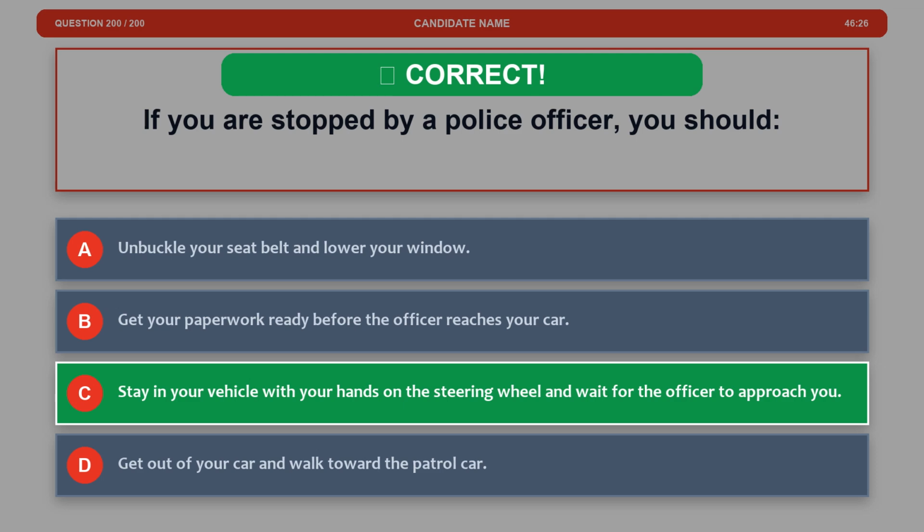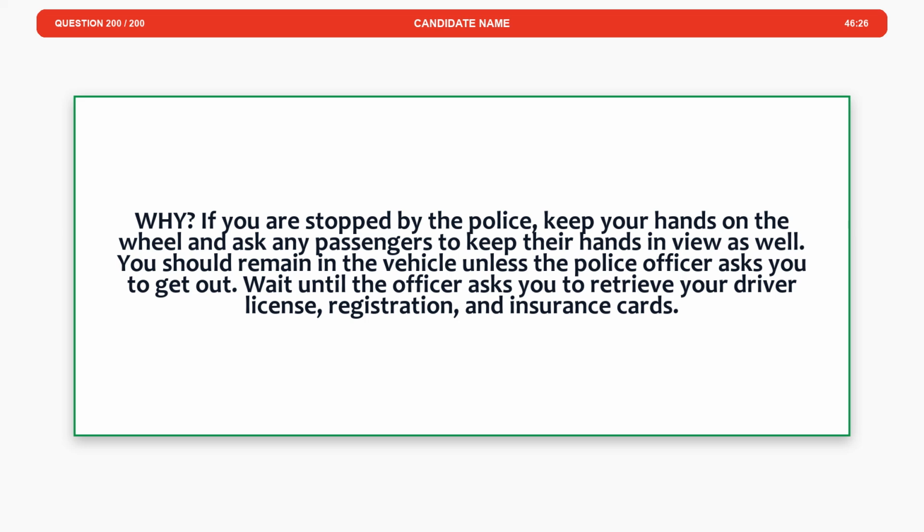The correct answer is option C. Stay in your vehicle with your hands on the steering wheel and wait for the officer to approach you. Explanation: if you are stopped by the police, keep your hands on the wheel and ask any passengers to keep their hands in view as well. You should remain in the vehicle unless the police officer asks you to get out. Wait until the officer asks you to retrieve your driver license, registration, and insurance cards.